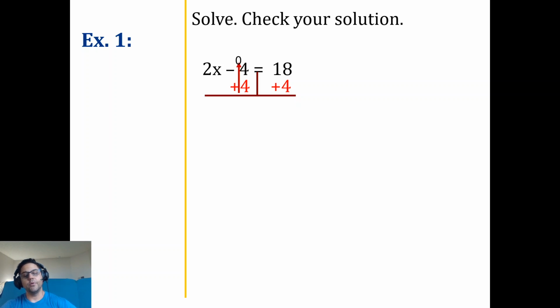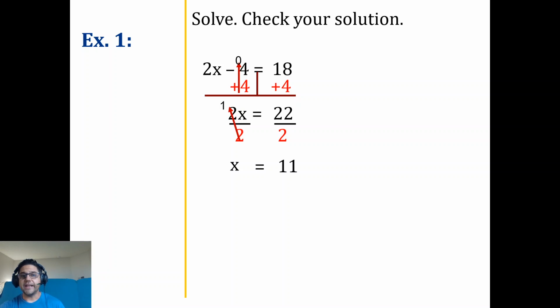So we now have, well, that zeroes out. You remember you don't have to actually put that 0 there if you don't want to. 2x is equal to 22. Now this just looks like what we did recently, where I'm going to divide by 2 on both sides, and I'm going to get x is equal to what I think is 11.